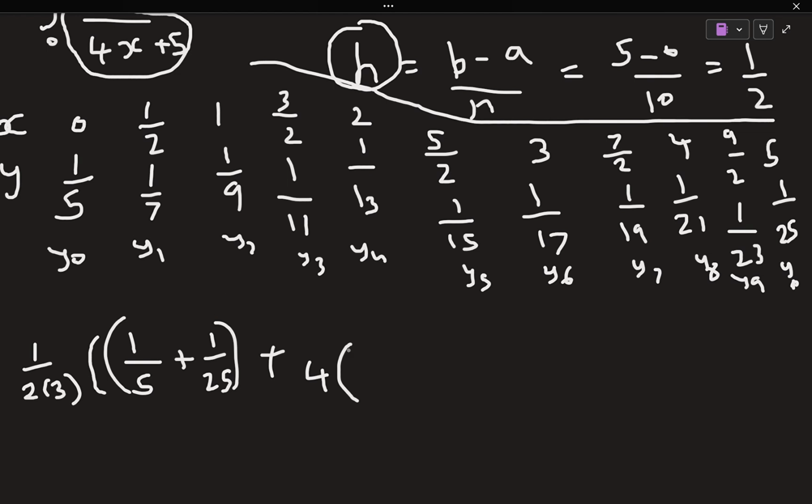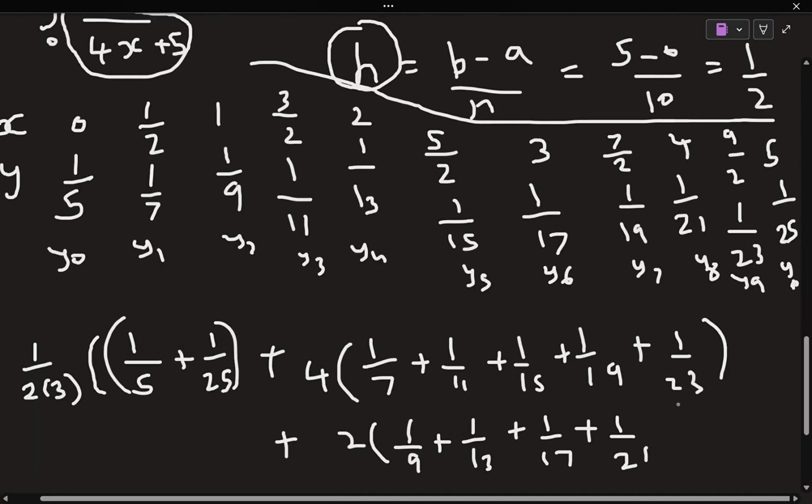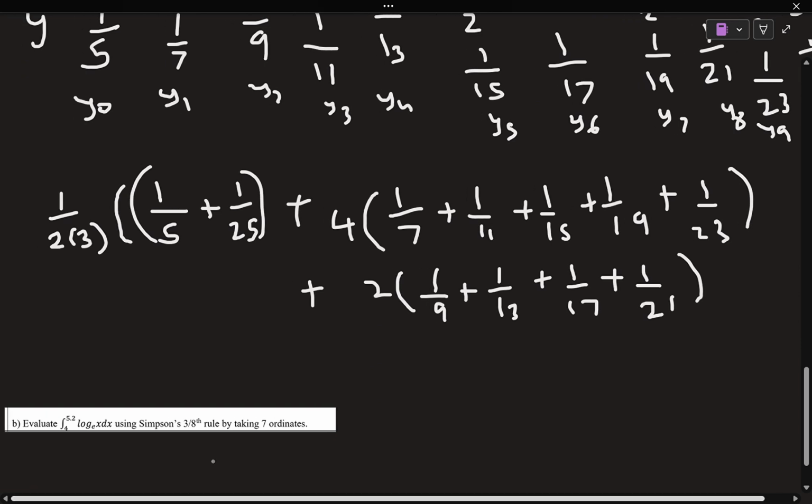Now I have all odd, so I need to add all the odd. It is y1, 1 by 7, 1 by 11, 1 by 15, 1 by 19, 1 by 23 plus 2 into all even, which is 1 by 9, 1 by 13, 1 by 17, 1 by 21. Now I solve this and I get the value of my integral according to the equation I integral equals this.